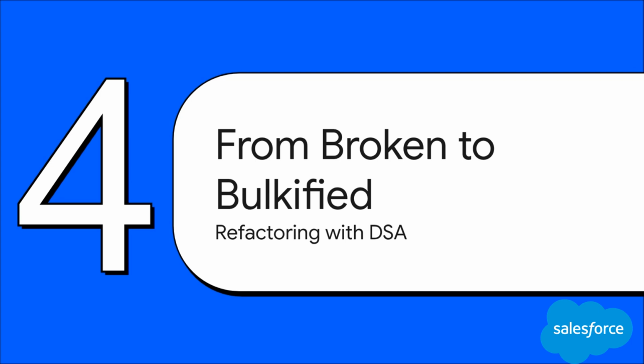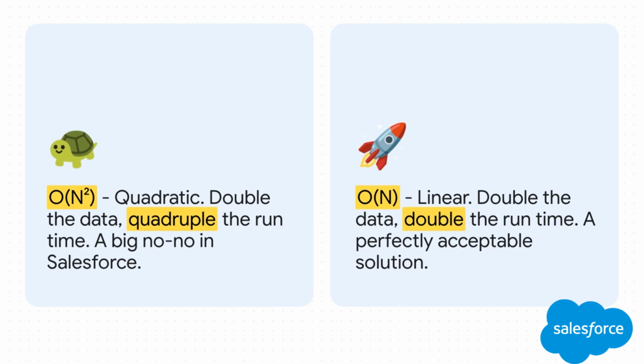This is the process we call bulkification, and it's absolutely essential for any serious Apex developer. But before we rewrite the code, we need a quick way to talk about performance, and that's where something called Big O notation comes in. Think of it like a report card for your code's efficiency. Our villain code gets an F. It's something we call O of n squared, or quadratic.